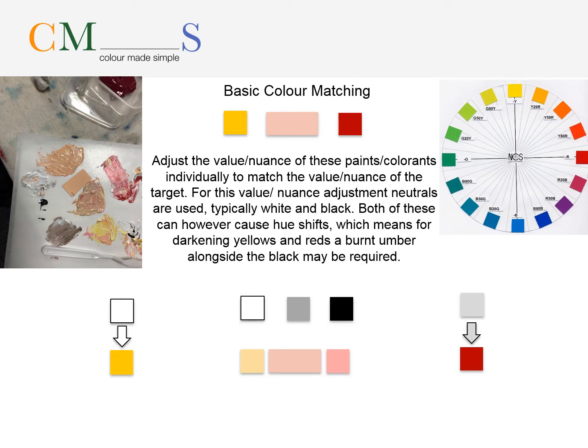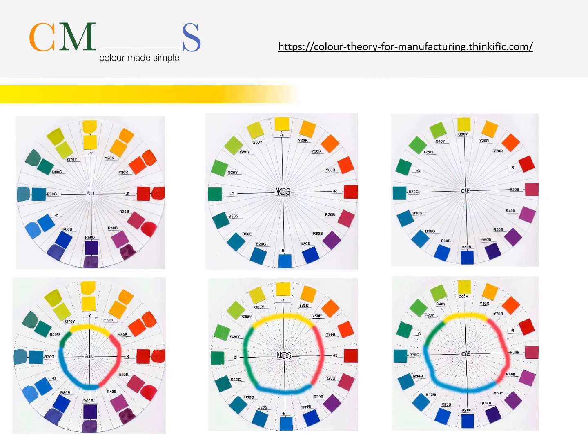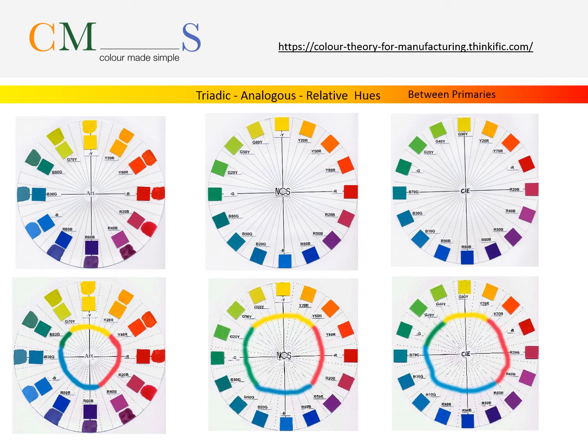Adjust the value or nuance of these paints or colorants individually to match the value nuance of the target colour. For this value nuance adjustment, neutrals are used, typically white and a black. Both of these can however cause hue shifts, which means for darkening yellows and reds, a burnt umber alongside the black may be required. The triadic analogous hues of art, perception and science compared, in this case between the primaries of yellow and red, with orange in the centre, giving a very warm impression.